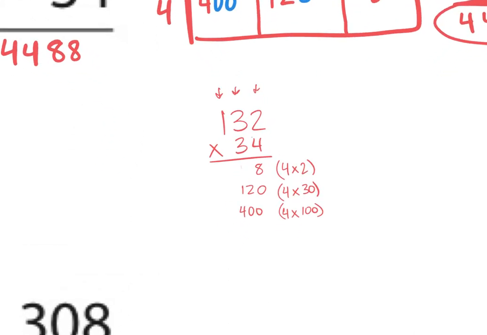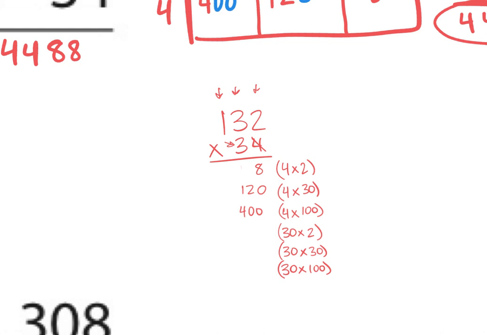And now we are finished with this 4. Now we're going to multiply everything in the top row by 30, because that's our next digit right here. So now we have 30 times 2. We have 30 times 30. And then we have 30 times 100.